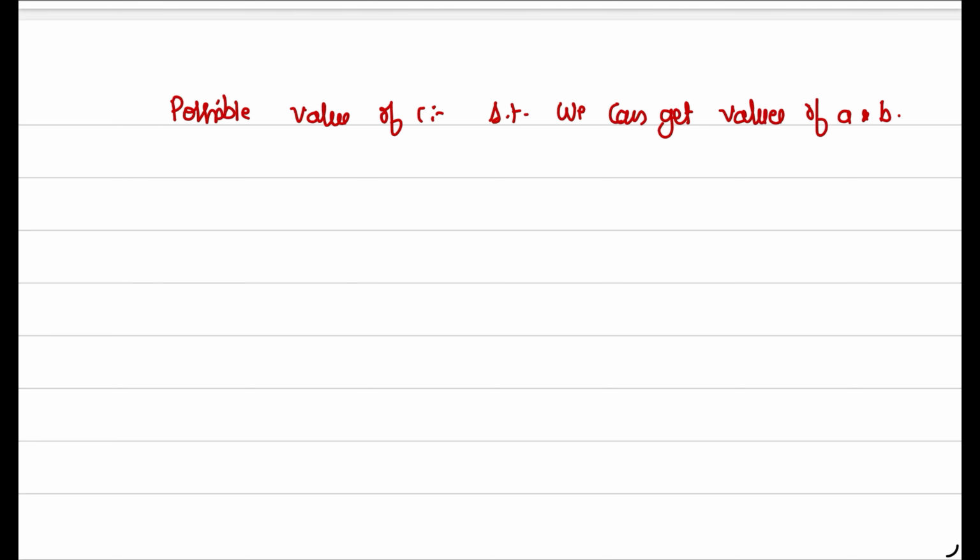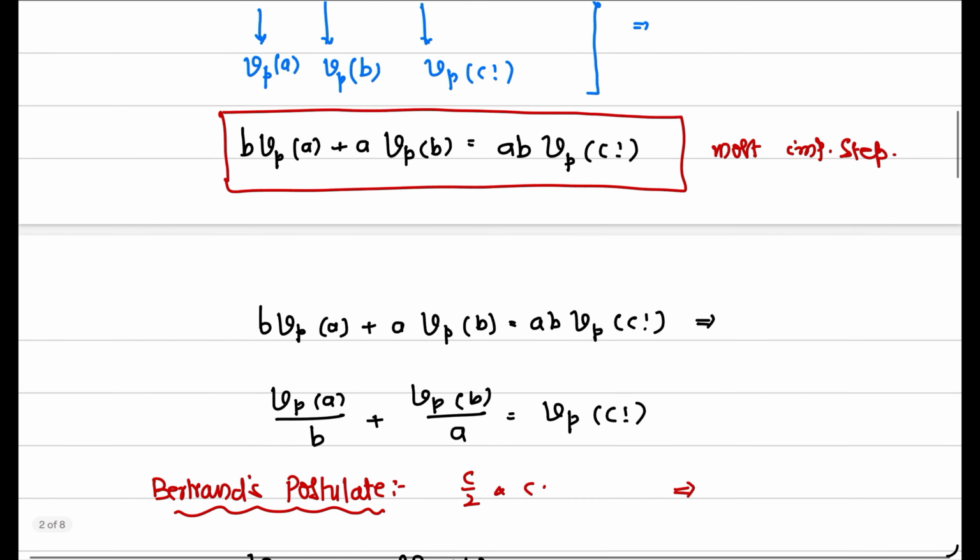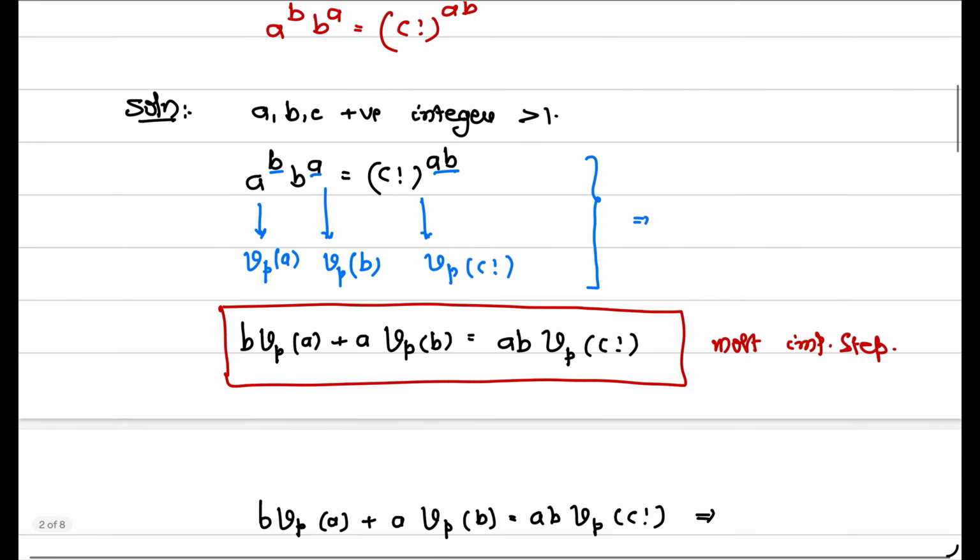Now we have to find out what will be the possible value of C, such that we can get values of A and B. And here in the problem it is already given A, B, C are positive integers greater than 1.